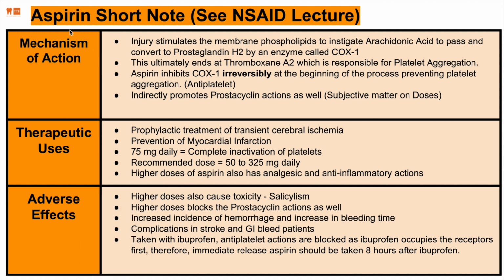Aspirin. Now we're stepping into drugs, the pharmacology section. Remember to see the NSAIDs lecture, you guys. The mechanism of action for aspirin is that injury stimulates the membrane phospholipid to instigate arachidonic acid to convert into prostaglandin H2 by an enzyme called COX-1. Ultimately, it ends in thromboxane A2, which is responsible for platelet aggregation. However, aspirin inhibits COX-1 irreversibly at the beginning of the process, and that's why it's antiplatelet. It indirectly promotes prostacyclin action, and it's of course subject to dose as well.